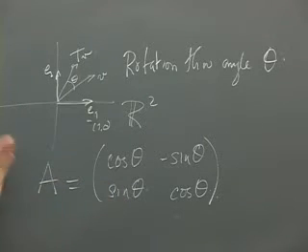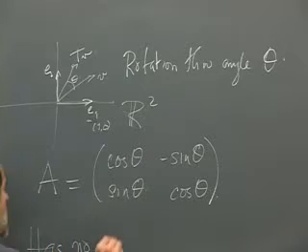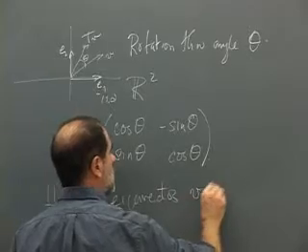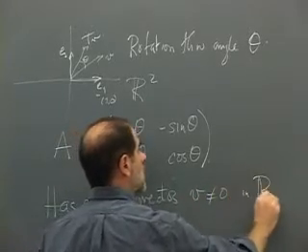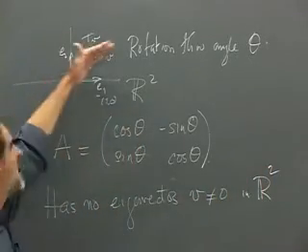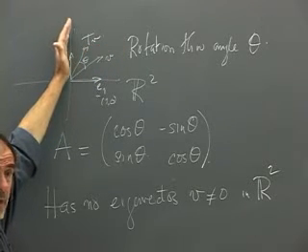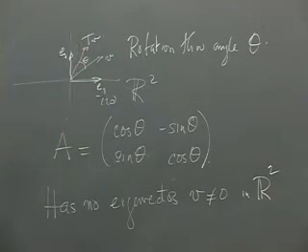Now, this clearly has no eigenvectors v not equal to 0 in R2. Because any eigenvector would be a line taken into itself, and no line is taken into itself. It's rotated to another line, theta distance away. So that's hopeless. So we're not going to find a basis of eigenvectors there.